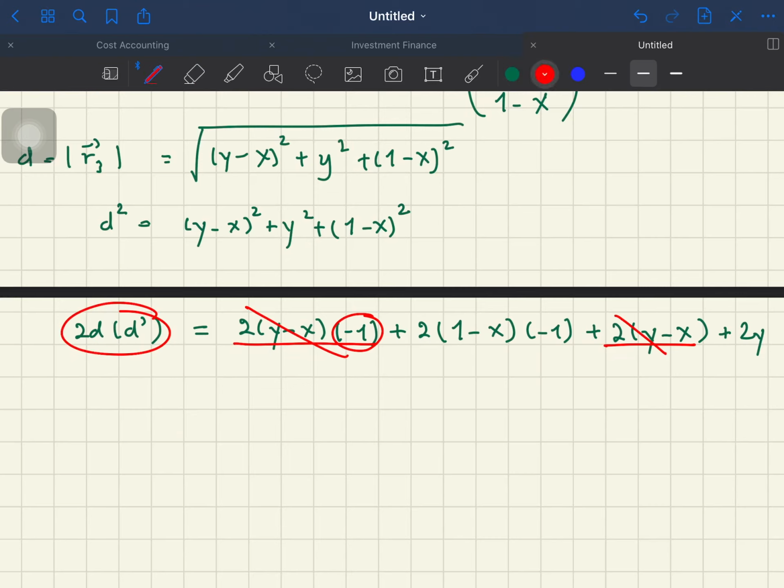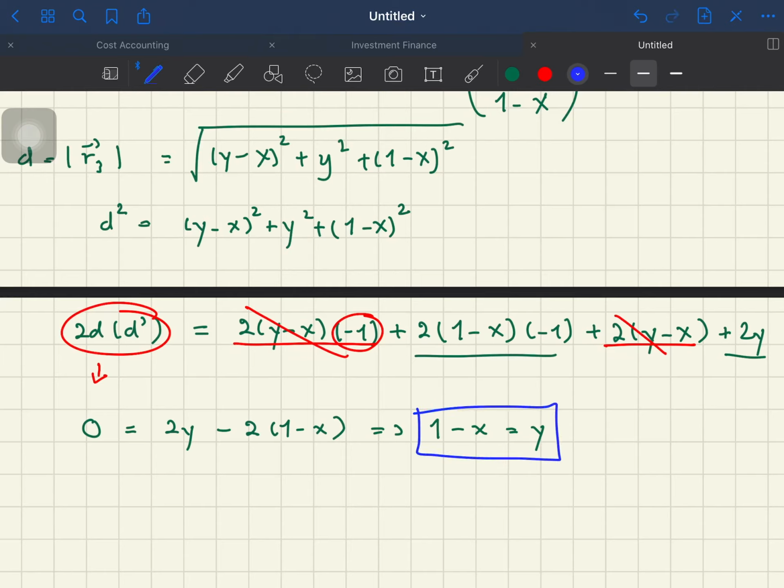Now, this term is turning into 0 right now. And then we have these remaining two terms here: 2y, and then minus 2. 1 minus x is very fast. And then we can get simply 1 minus x equals y. We have a direct, linear relationship between x and y like this.